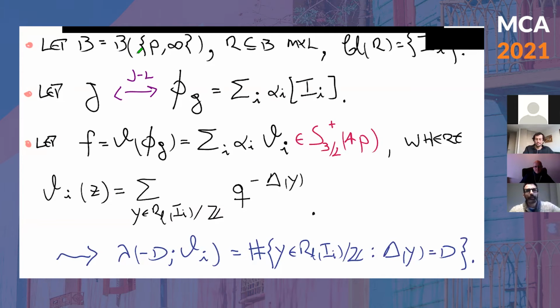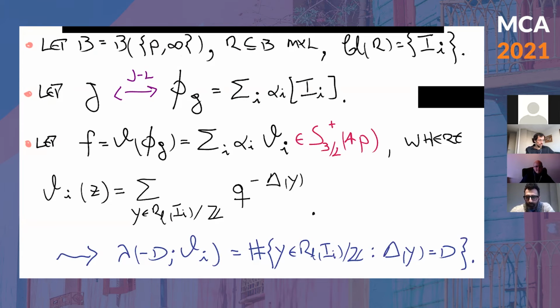he's going to fix the quaternion algebra ramified at p and at infinity. Here we are going to pick a maximal order R, which is going to have discriminant p. And I have to move this square here. He's going to pick a set of representatives for the, say, right ideals for the order here.